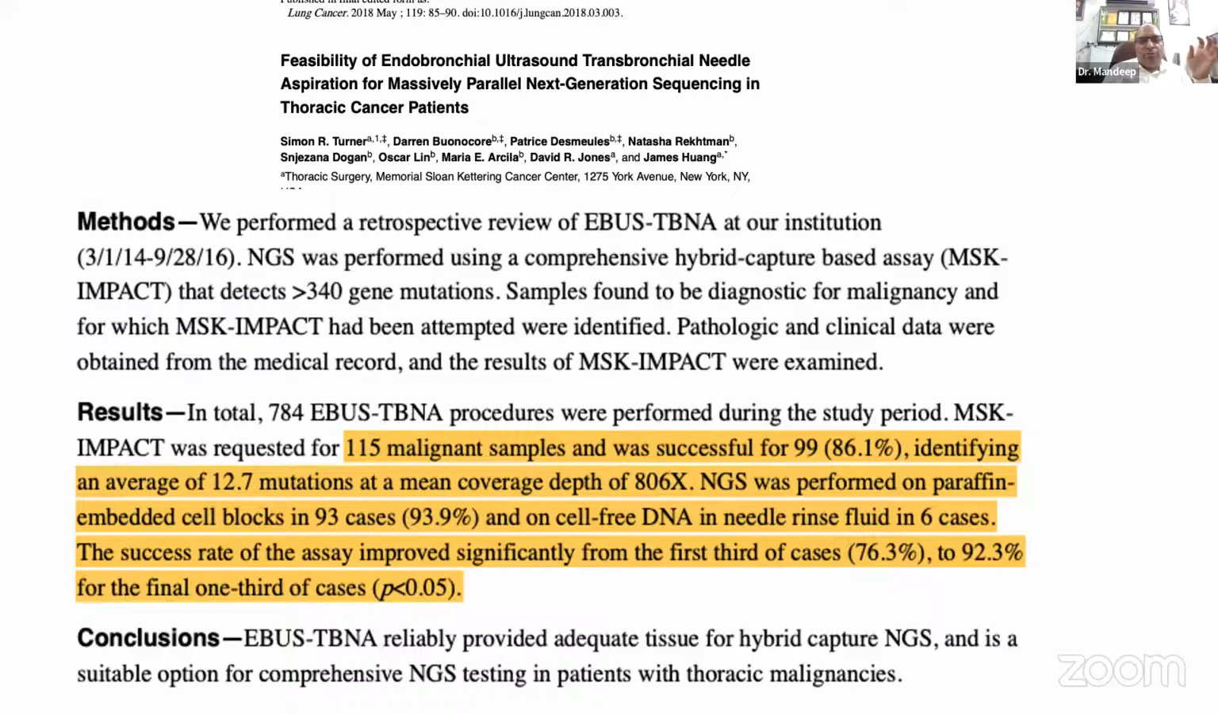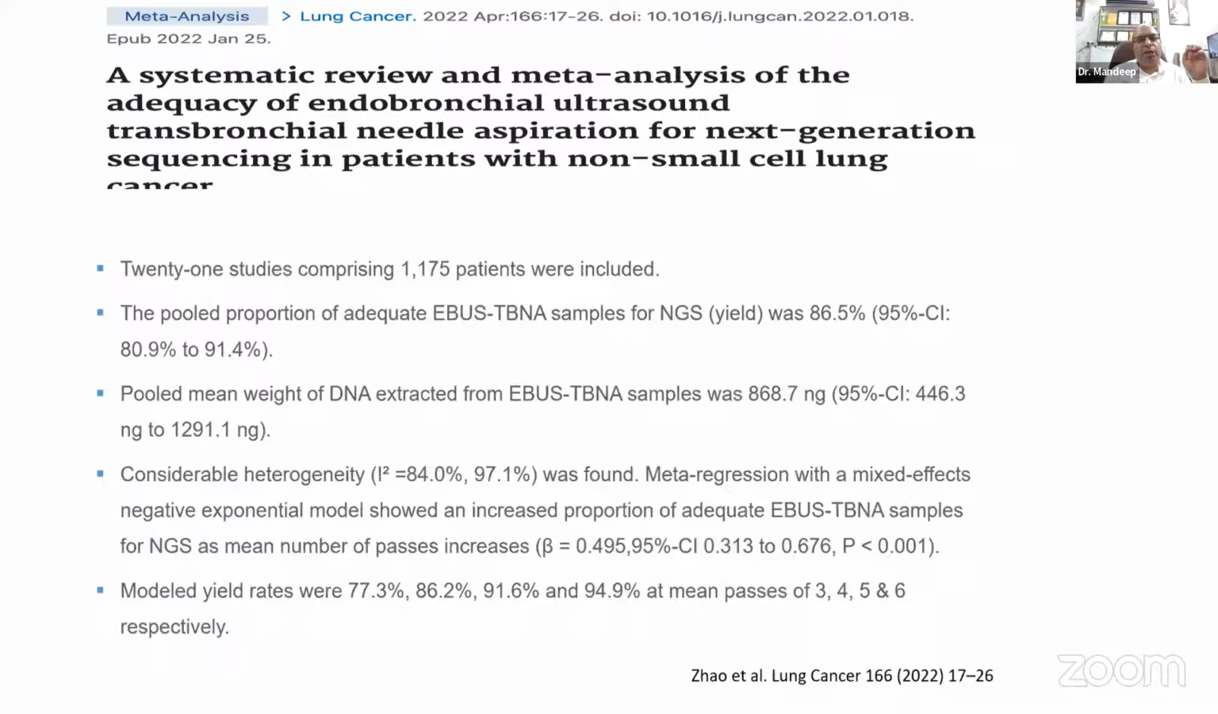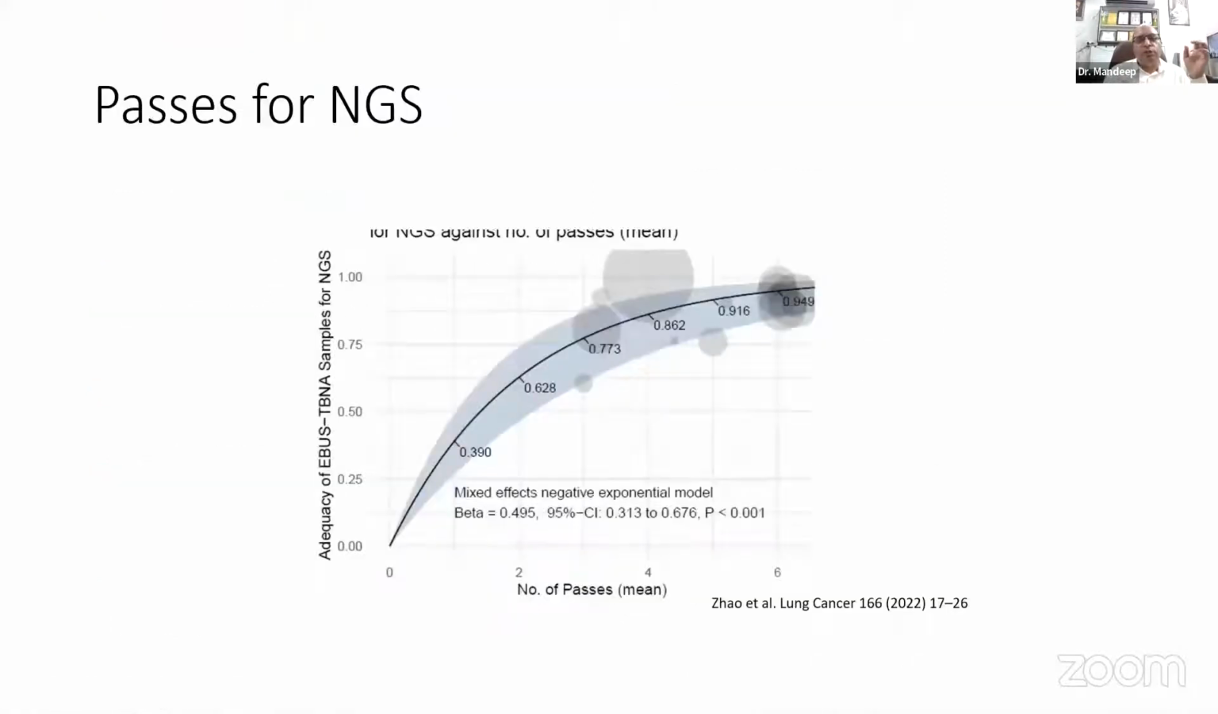So then NGS can also be done on the TBNA samples, as was done in this study, and it showed a positive rate of 86.1%. That is, the samples were adequate for NGS study in 86% of the cases of core biopsies taken by TBNA. So this is a systematic review and meta-analysis, which also showed almost similar sensitivity, 86.5% for NGS. So for NGS, we may need to take almost 5 to 6 passes.